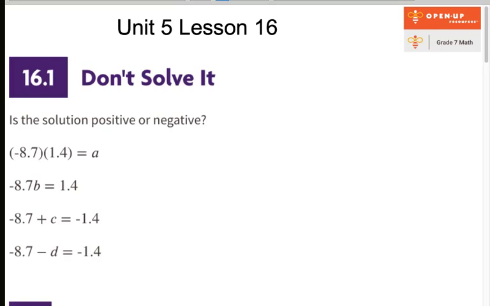Unit 5, Lesson 16. 16.1, don't solve it. Is the solution positive or negative? So we're just trying to figure out if the solution is going to be a positive or negative number. We don't need to know what the actual answer is.